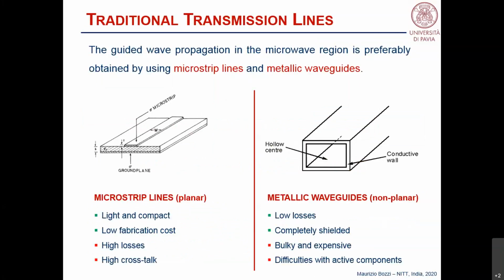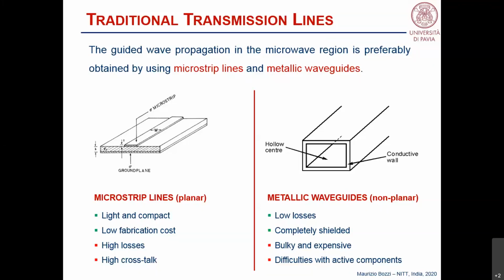The microstrip lines are light and compact. They are easy to fabricate at very low cost, but they have the drawback that when you move to high frequency, let's say 30 or 60 gigahertz, losses are significant. And also undesired spurious radiation that creates crosstalk between adjacent parts of your circuit is not negligible.